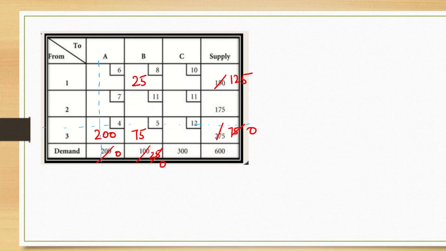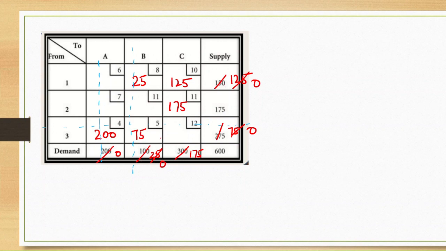Now when I have allocated this, I again look among the remaining cells and not this particular column. Out of the remaining, the minimum is 10. Here 125 is the minimum. It becomes 0, and the rest that I have is 175. Again, you can cross check that for the last cell, the demand and supply are equal.